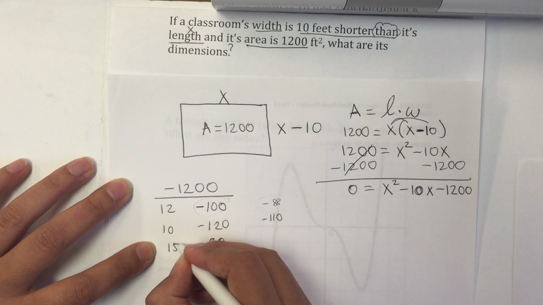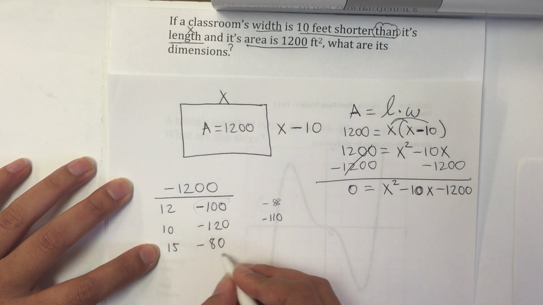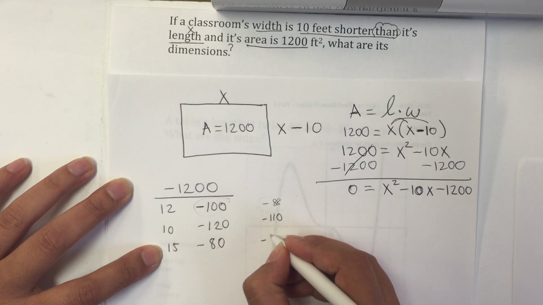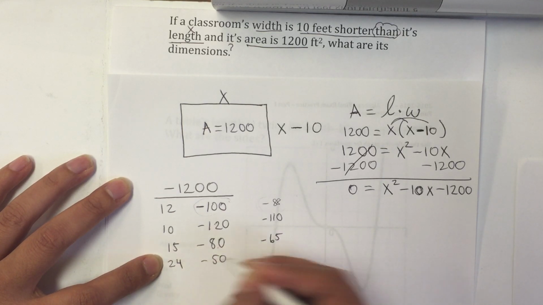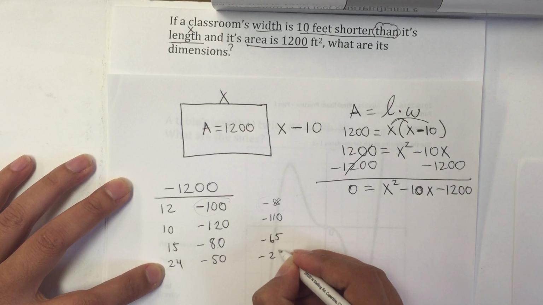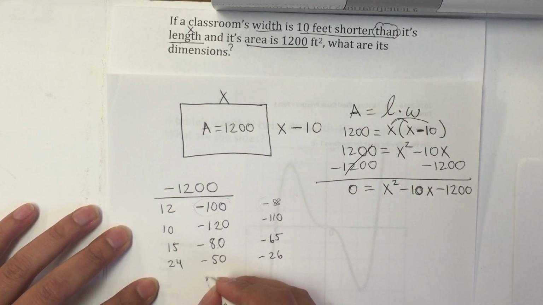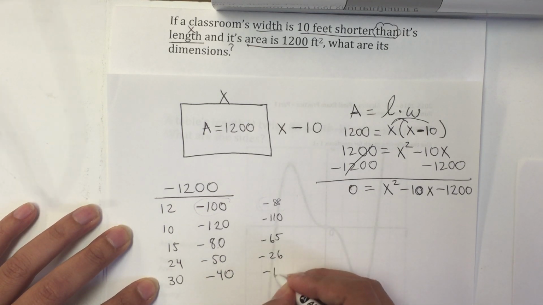Again, you can use a calculator. Make sure you bring a calculator, not your cell phone, to class. And this gave me, let's see, negative 65. Yes, negative 65. Then somebody gave me 24 times negative 50, which gave me negative 26. Still not there, but we're getting closer. Okay, negative 40 times 30, and that gave me negative 10.